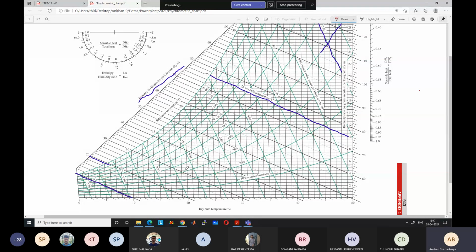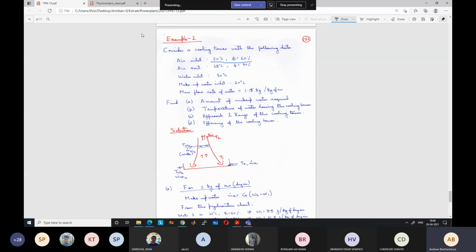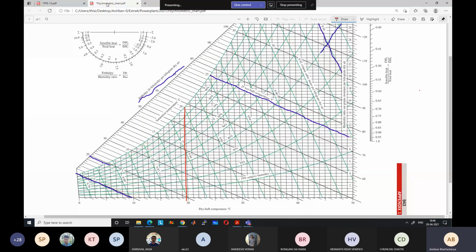Drawing is very difficult using the mouse. So my line is deviated from the 20 degrees centigrade, but I guess you get the idea. And what was the relative humidity? 60%, I guess. 60% relative humidity is this line. So this cross section is our point.